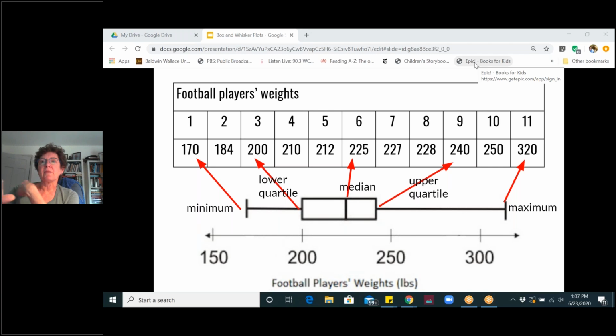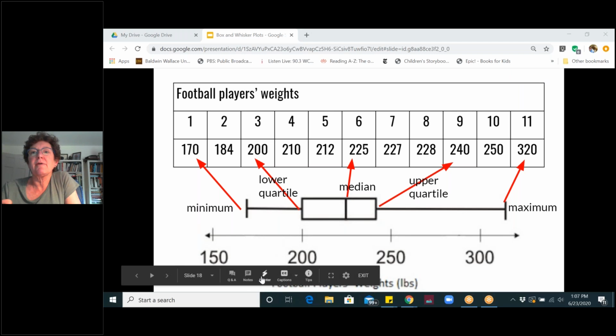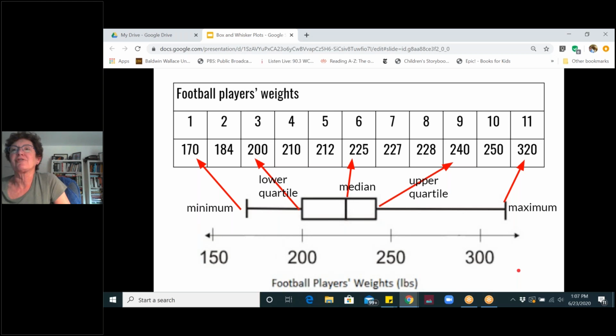So this is this part down here. This is the actual box and whisker plot. This is a very busy looking screen. I have a lot of information on here. So let's just take a look at what it is.